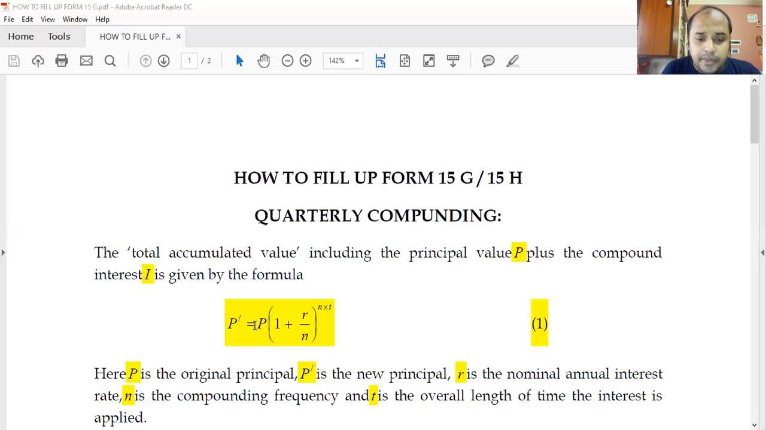where I have written P prime is equal to P into (1 plus r by n), whole thing to the power n into t. Right? What is P? P is the original principal, P prime is the new principal, small r is the nominal annual interest rate, n is the compounding frequency, and t is the overall length of time the interest is applied. You have not understood anything. Okay. Let me explain with the help of an example.